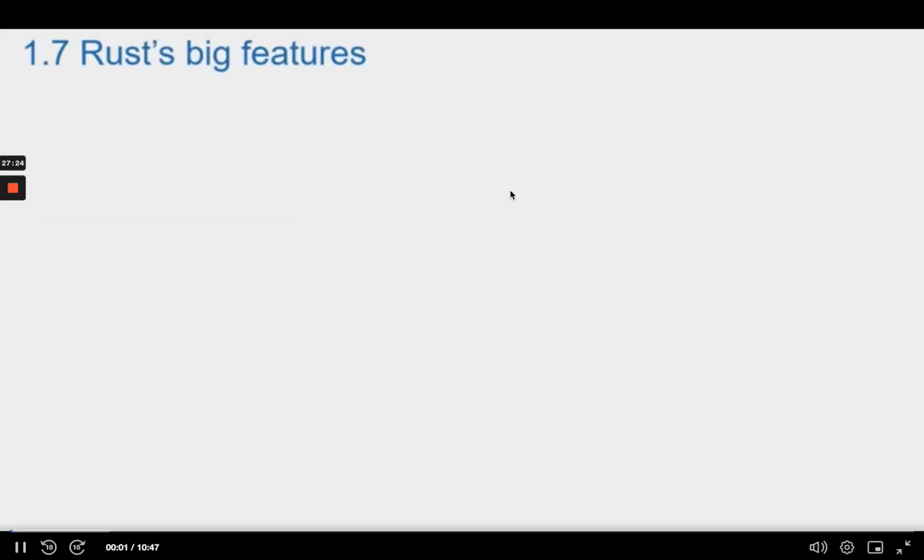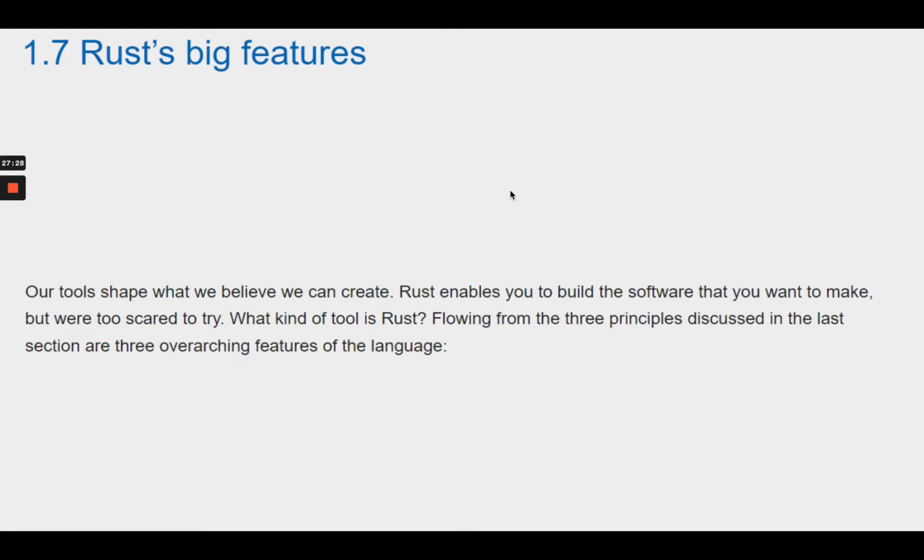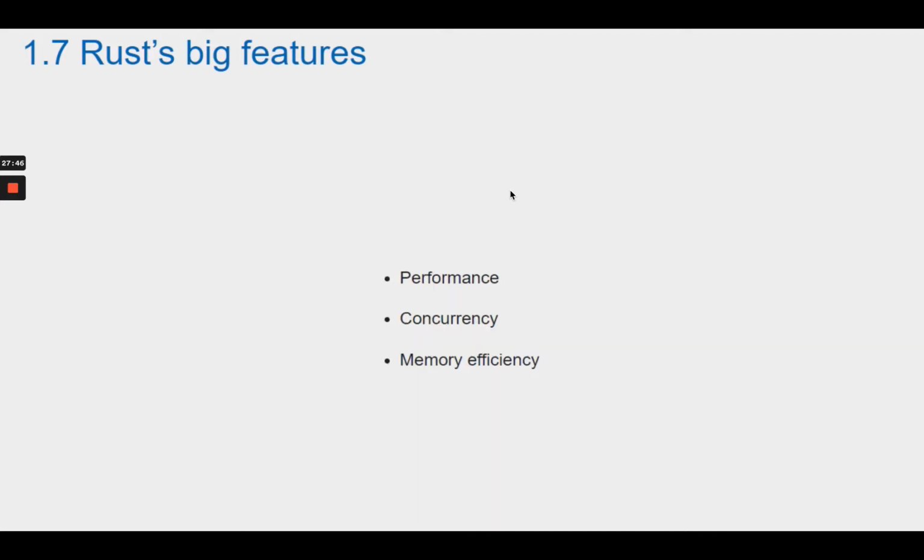Section 1.7 Rust's biggest features. Our tools shape what we believe we can create. Rust enables you to build the software that you want to make, but we're too scared to try. What kind of tool is Rust? Flowing from the three principles discussed in the last section are three overarching features of the language: performance, concurrency, memory efficiency.